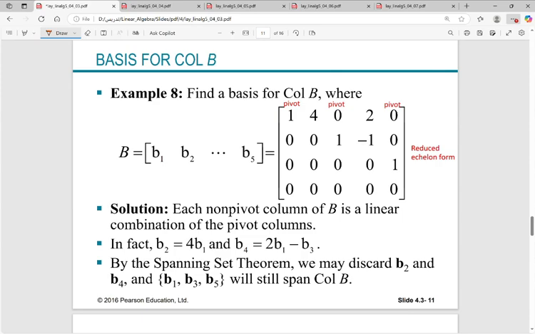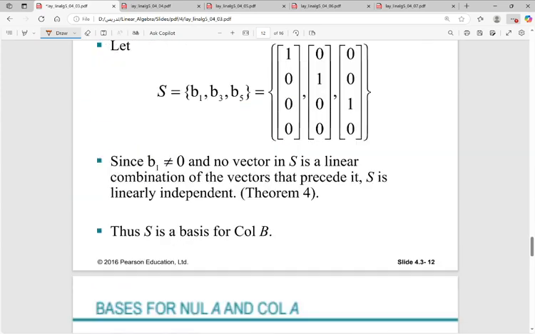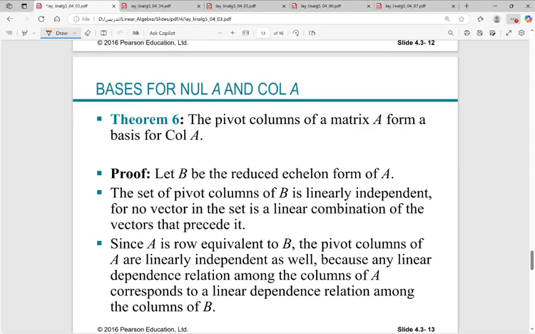Okay, let's move to the next point. The next point says how to find a basis for the column space of a matrix. So if you remember, we have a matrix, and this matrix has three famous subspaces. One of them is column space, the other one is null space, and the third one is row space.